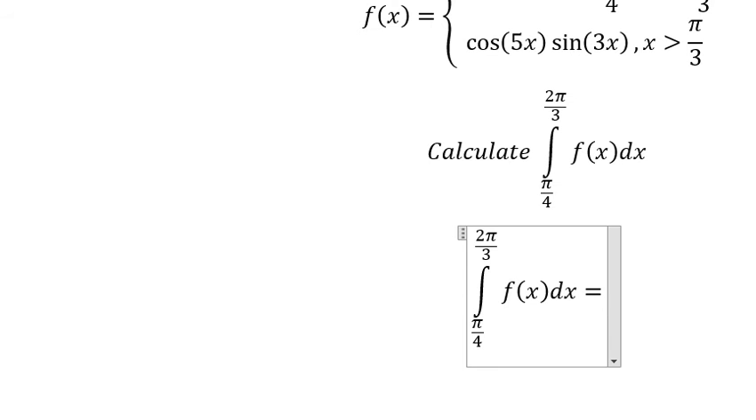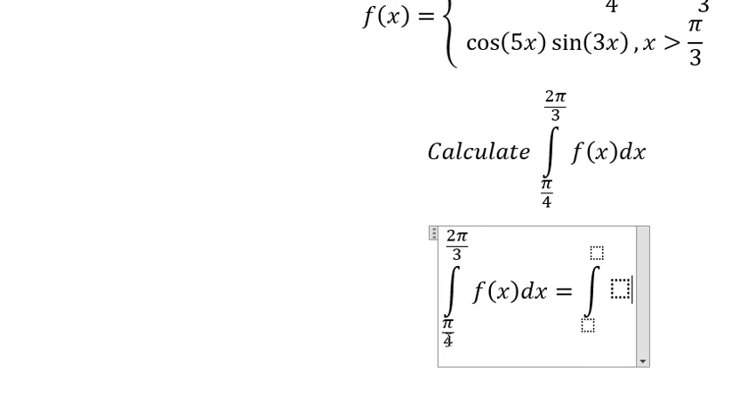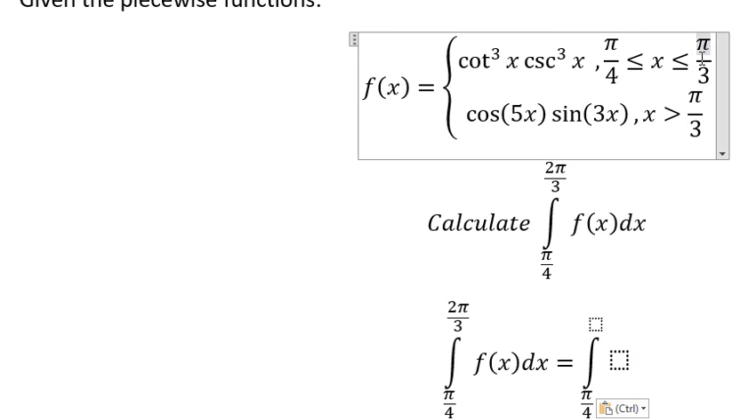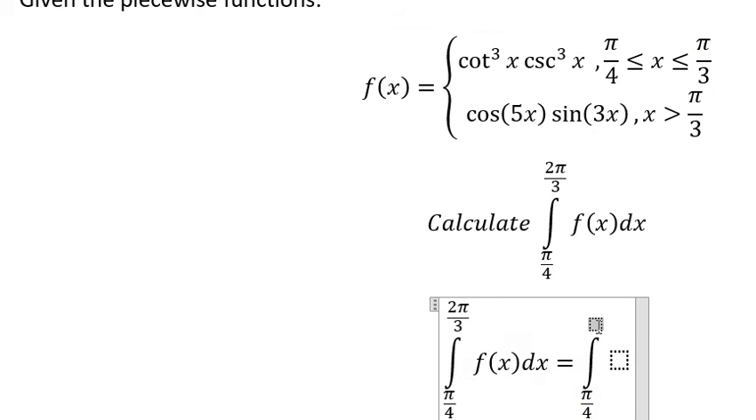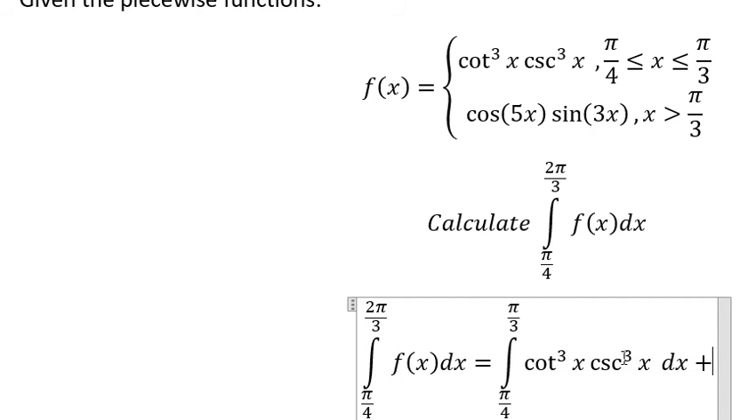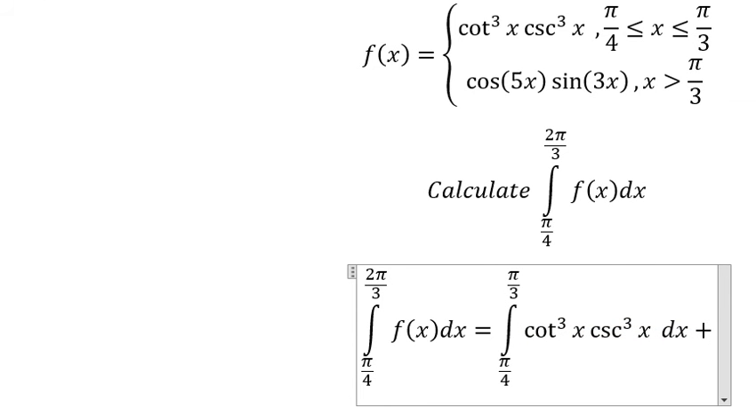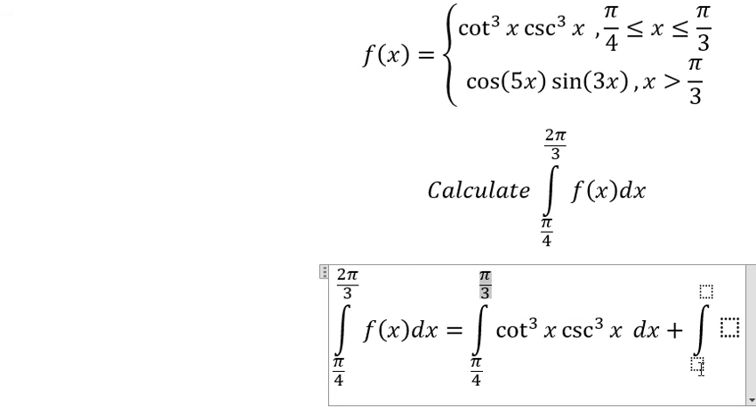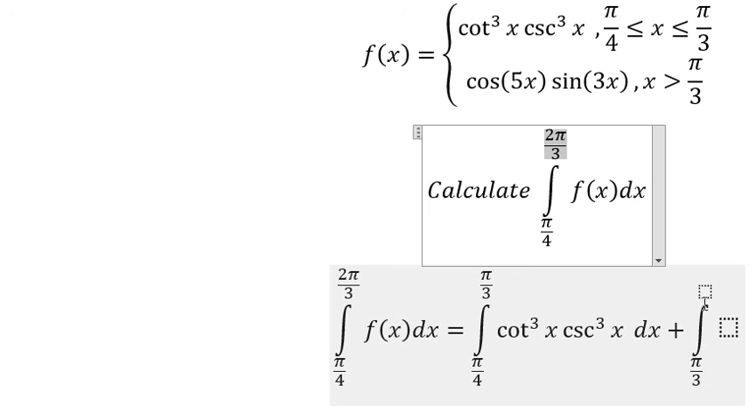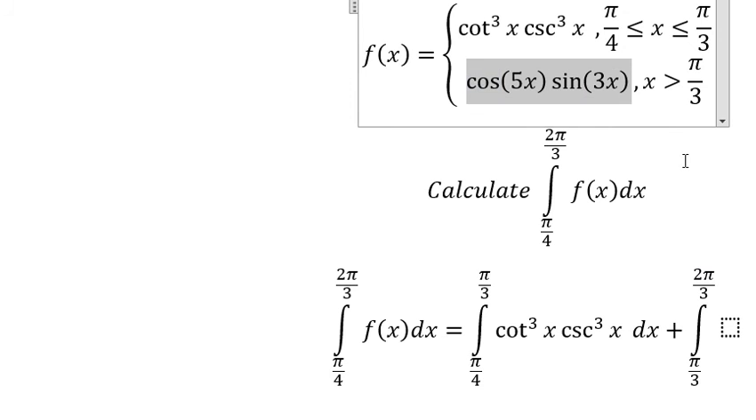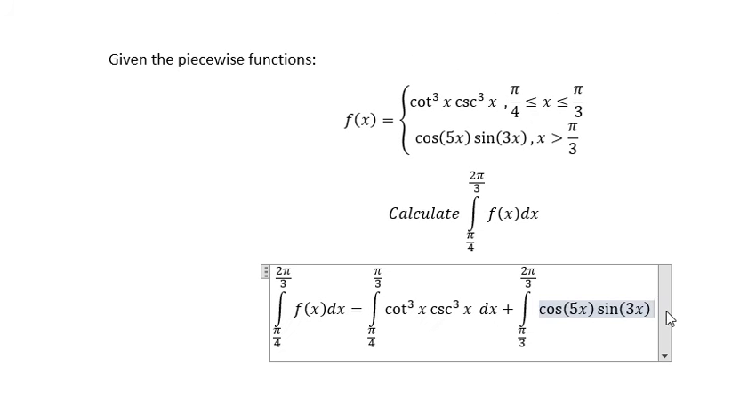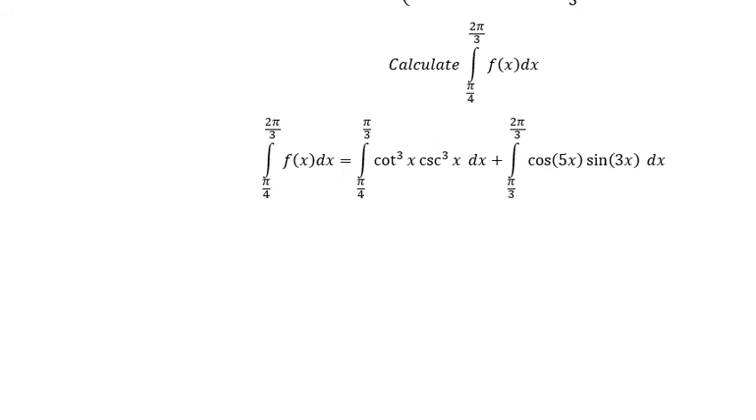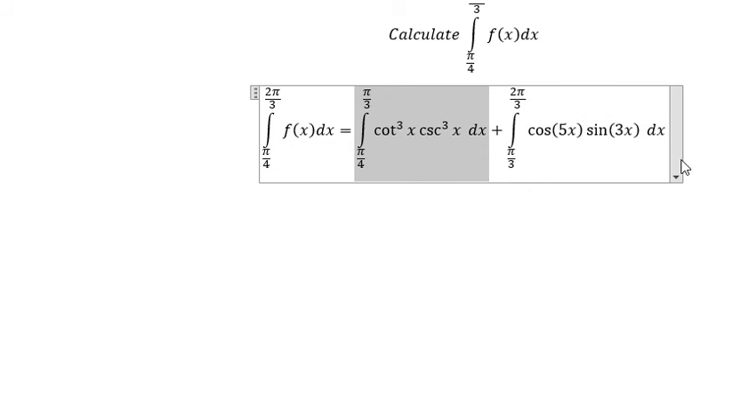The first one, we have the integral from b over 4 to b over 3. And that's about this one. And the second one, we have the integral from b over 3 to 2b over 3. That's about this one. And I will put about the s. Now I will go to this one.